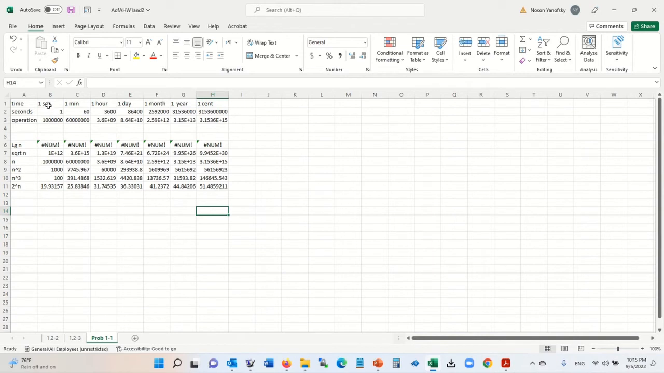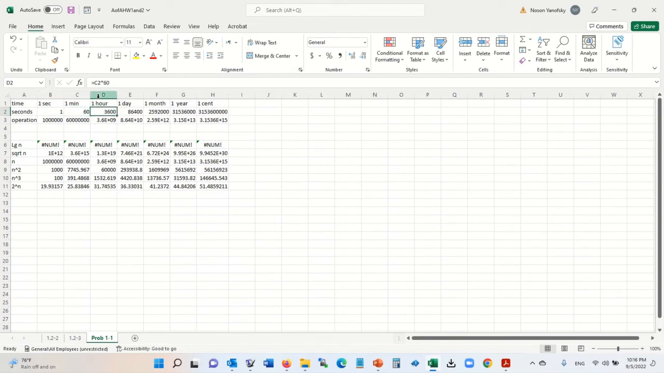It's not hard. So I put down at the top what they have. Time: 1 second, 1 minute, 1 hour, 1 day, 1 month, 1 year, 1 century. That's all English. But we want to know these things in terms of seconds, how many seconds it is. So 1 second is 1 second. 60 seconds is 60 seconds. 1 minute is 60 seconds.